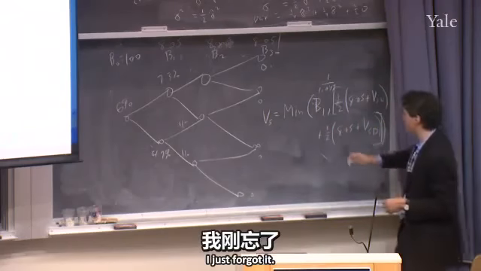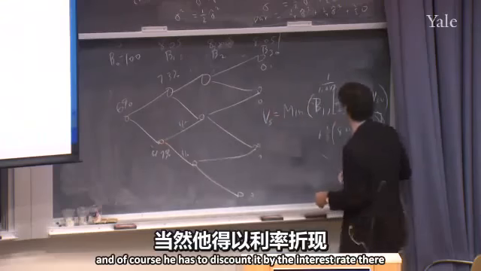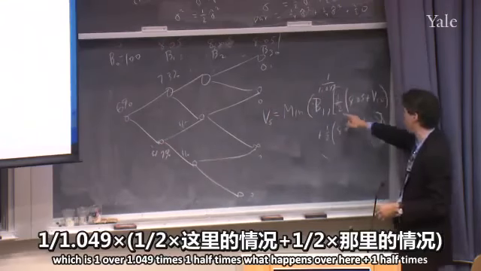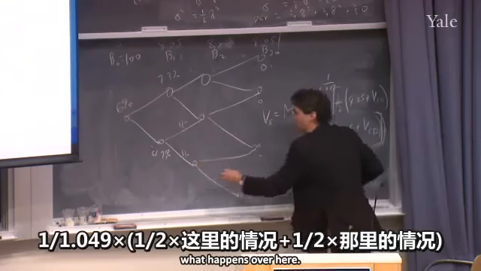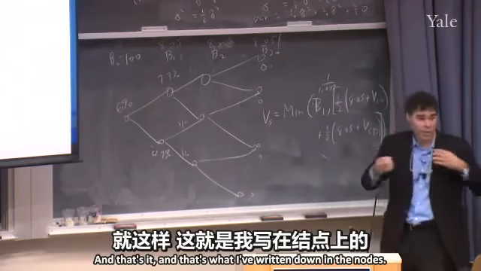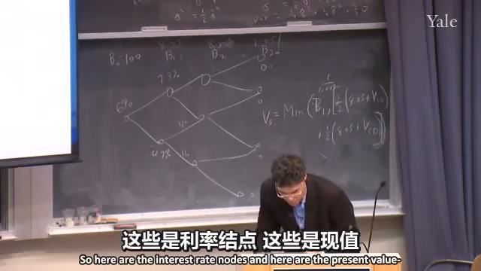I just forgot it. So either he pays the remaining balance or he waits. And of course, he has to discount it by the interest rate there, which is 1 over 1.049, times a half times what happens over here plus a half times what happens over here. That's it, and that's what I've written down in the nodes. So here are the interest rate nodes, and here are the present values.